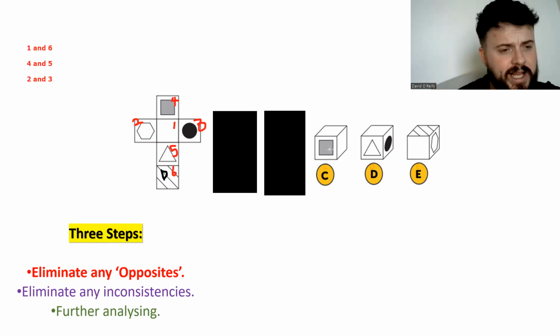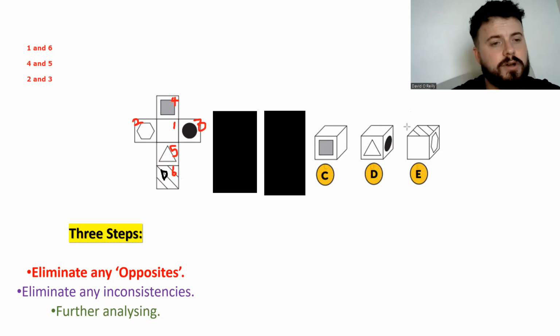Option C doesn't have any opposites. Option D, does it have any opposites? Nope. Option E, does it have any opposites? Yes, it does. We've got number 6 and number 1. 1 and 6. We've got the blank section with nothing, and we've got the diagonal line section. They should be opposite each other. We should not be able to see them both, okay? Which means E is wrong.